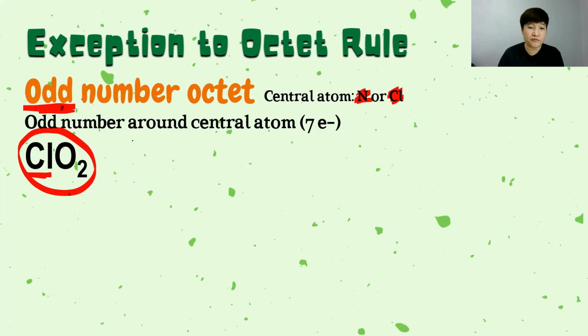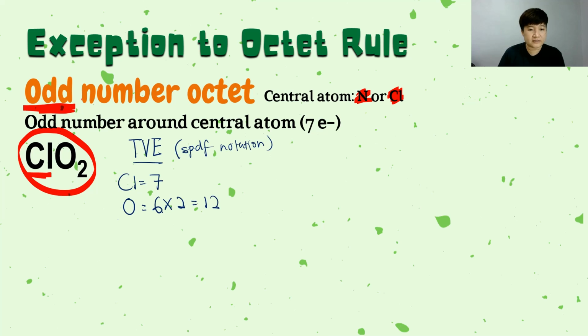We still start off with the total valence electrons of ClO2. Chlorine, 7. Oxygen, 6 valence electrons times 2. You should be extremely good at determining your valence electrons. And if you don't remember the valence electrons, you can actually work out the SPDF notation, and from that, you can work out the valence electrons. So, the total valence electrons of oxygen over here is 12, 6 times 2. The total valence electrons for the entire structure is 19. Okay, it's an odd number, so the total valence electron count is also an odd number.